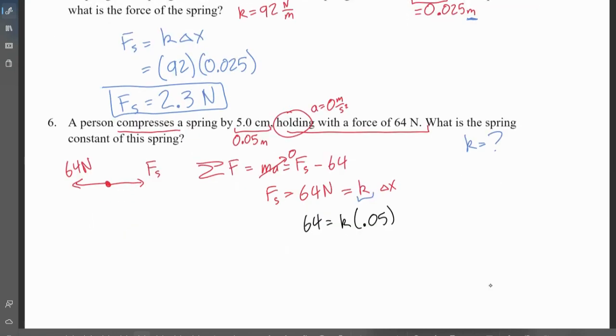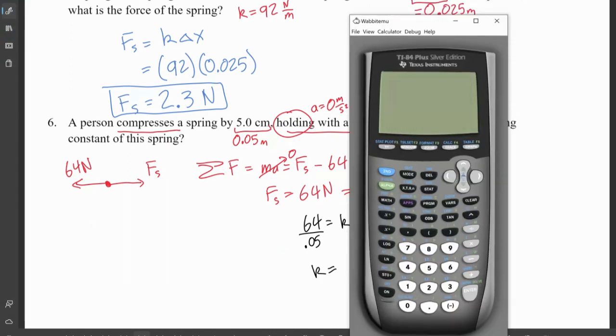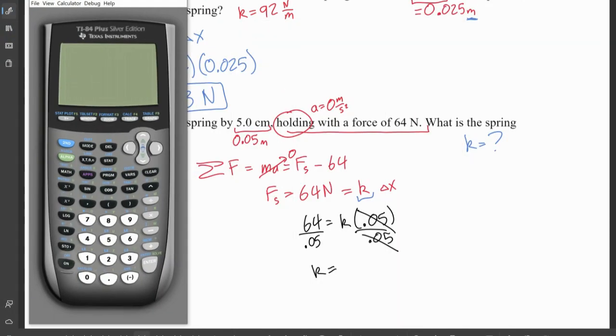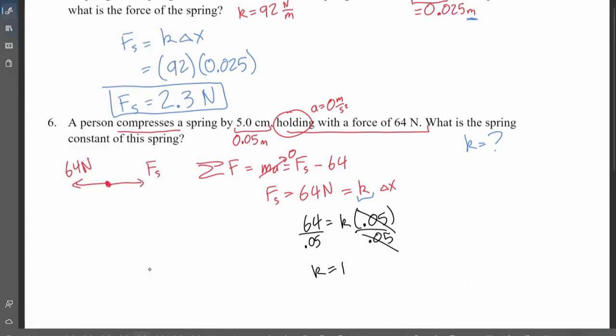So all we have to do to get K, divide both sides by 0.05. These cancel out. So our K is equal to, let's see, 64 divided by 0.05, 1280. So 1,280 K, spring constant, units of newtons per meter. You got to remember that. Units of newtons per meter.